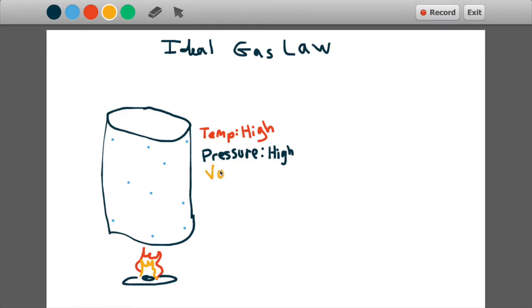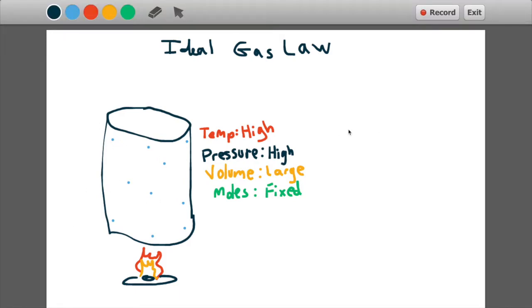The volume of the steel drum was a fixed set volume. Since it was steel, it couldn't expand at all as the pressure was increasing, but it was still a large volume. Now the number of particles was fixed. There was a set number of particles inside the steel drum. They closed the lid so that no particles could come in or escape.